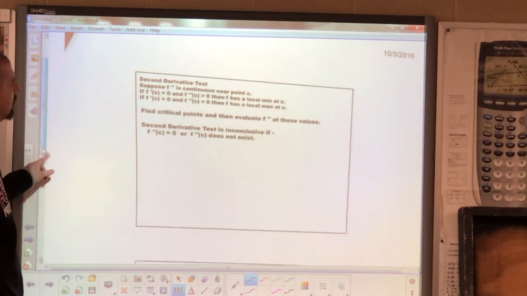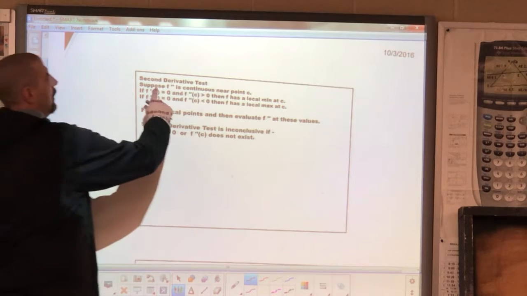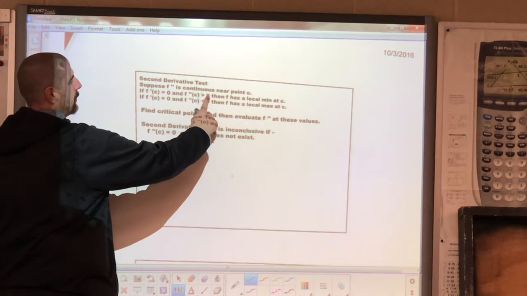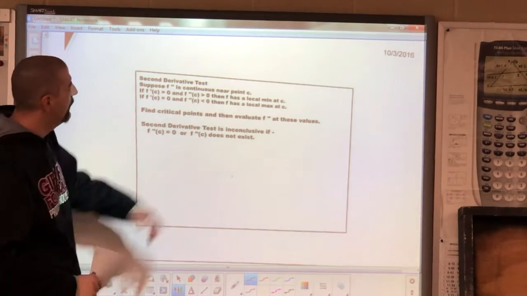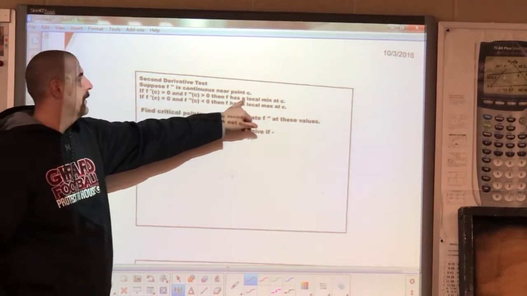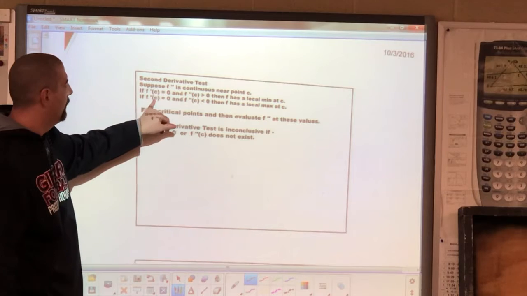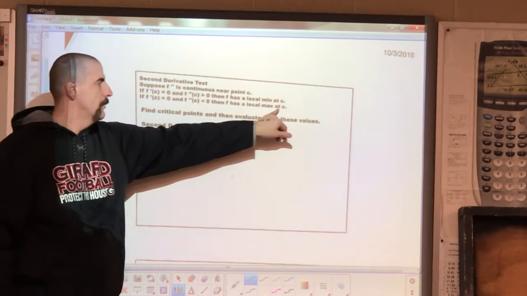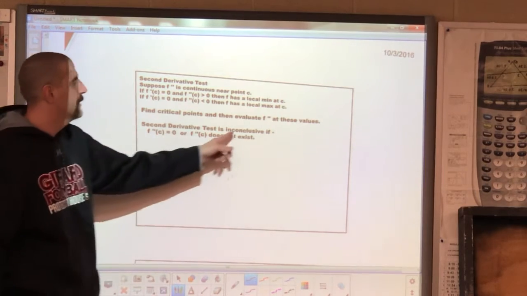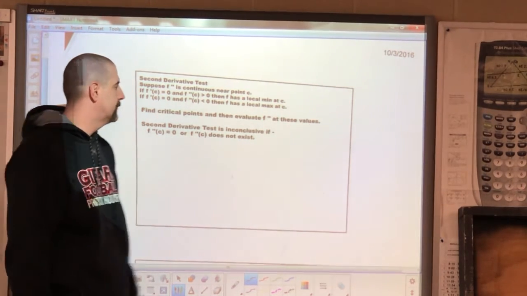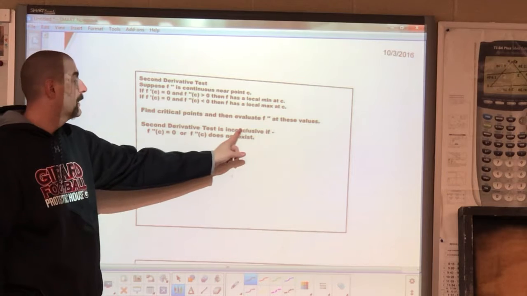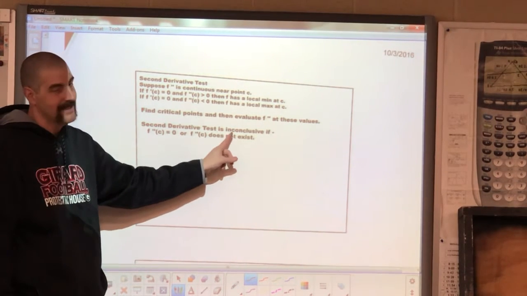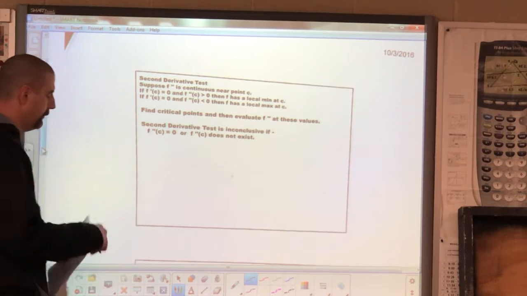All right, so the second derivative test is, suppose f is continuous and f prime of c equals 0. If f double prime of c is greater than 0, then f has a local min at c. If f prime of c equals 0 and f double prime is less than 0, then f has a local max. Find the critical points and evaluate f double prime at these values. The second derivative test is inconclusive if f double prime is 0 or f double prime doesn't exist. That does happen from time to time.